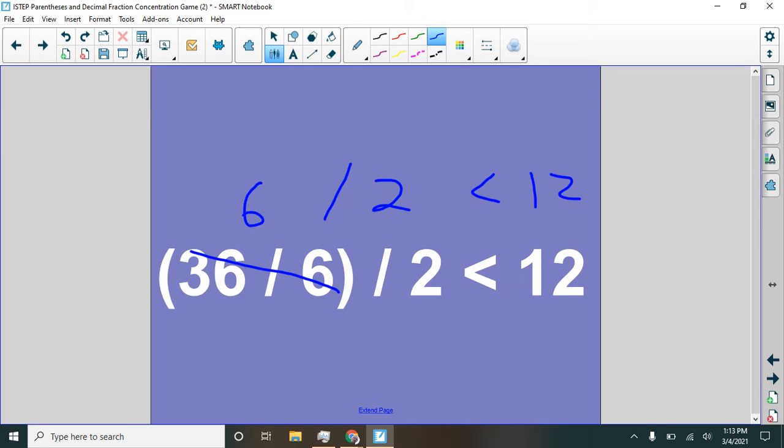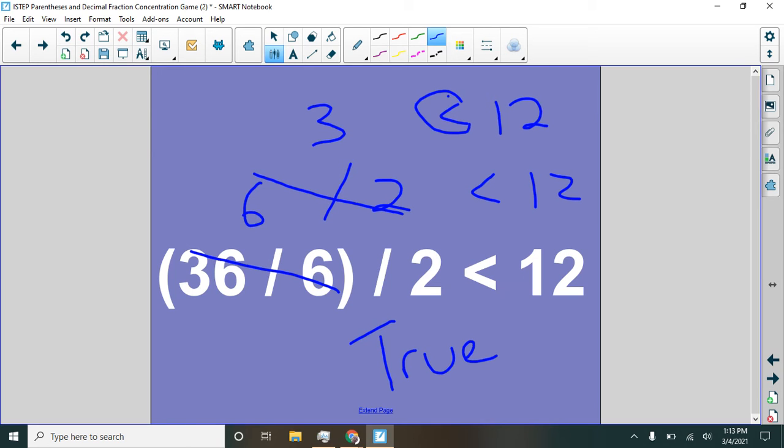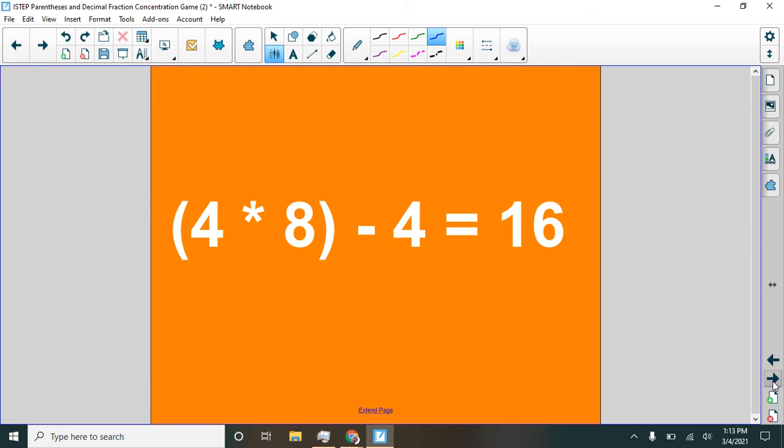Well, 6 divided by 2, now I have to do that. That's 3. 3 is less than 12. Is the mouth eating the bigger number? Yes, it is. So we have another true number sentence. All right, now you're going to help me here. All right, what do I need to do first?